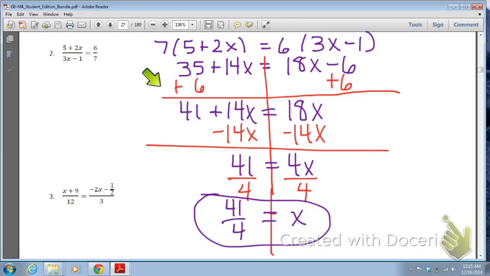So I chose to add 6 to both sides. Could have done it a different way, of course. And then subtract 14x. Dividing gives me x is equal to 41/4. Okay, so you can look at that a little longer if you need to. We'll go on to number 3.